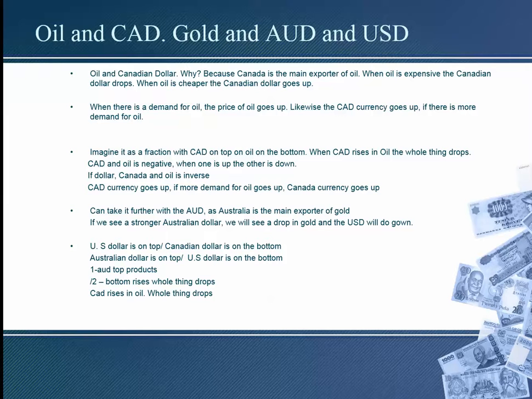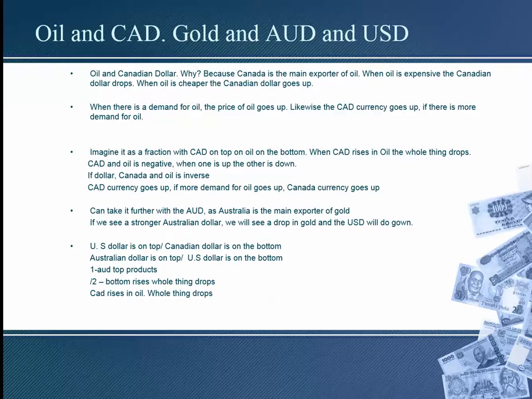Now, oil and the Canadian dollar, as well as gold and the Australian dollar and US dollar, are good examples to discuss here. Oil and the Canadian dollar, why exactly? Because Canada is the main exporter of oil. When oil's expensive, the Canadian dollar drops, and when oil's cheaper, the Canadian dollar goes up. Likewise, when there's more demand for oil, the price of oil goes up.